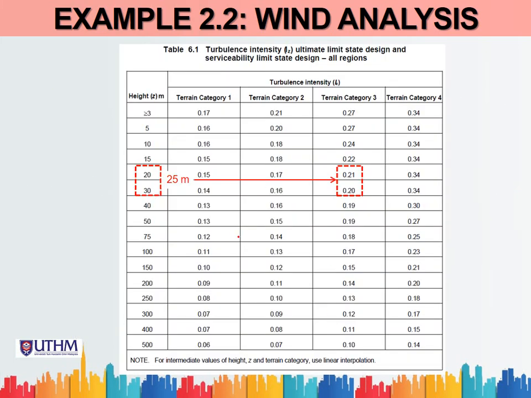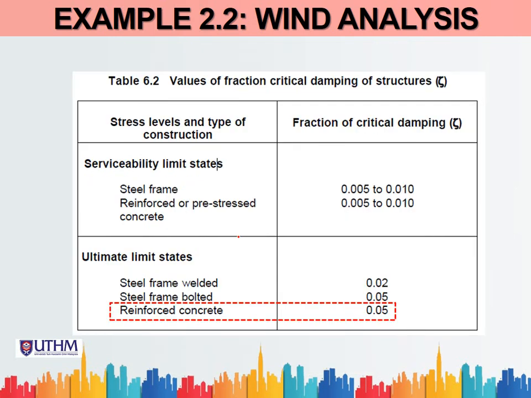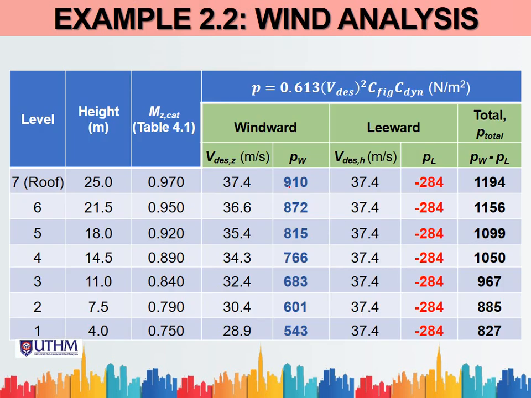And this is table 6.1, and this is table 6.2. And this is the summary. Okay, so look here. To make it easier, you need to summarize it in Excel. So this is the wind pressure at the windward side, and this is at the leeward side. Okay, so this is level 1 to level 7, and this is the height.